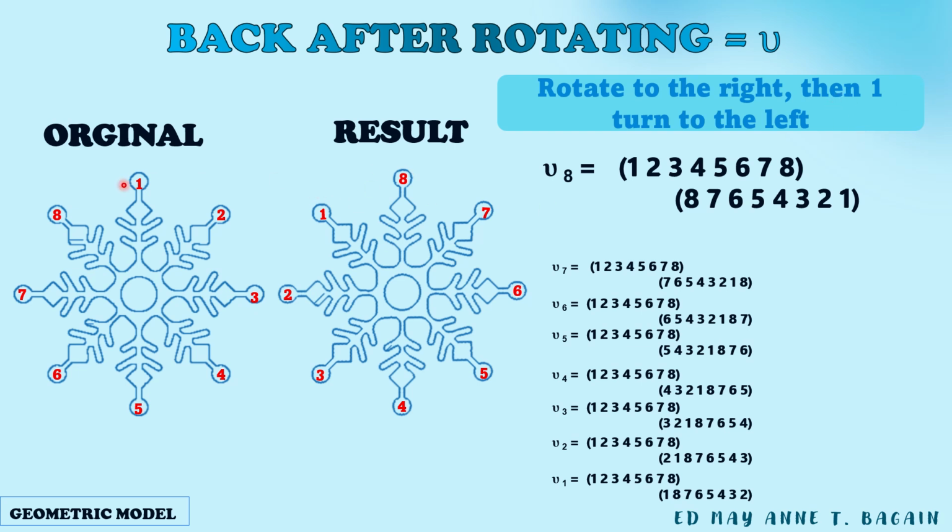Okay, so imagine that this one would be the 1. And then if we rotated it to the left, 1 turn to the left, as we can see, we have here the 1, and then this one is the 8. And then we rotate it to the left, we have here the 8. So 8, 7, 6, 5, 4, 3, 2, and 1.